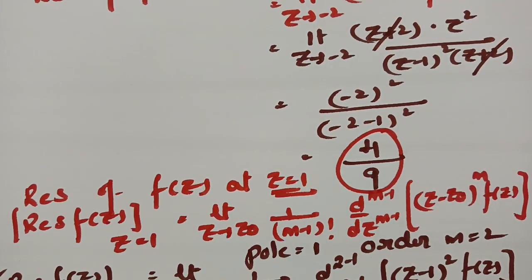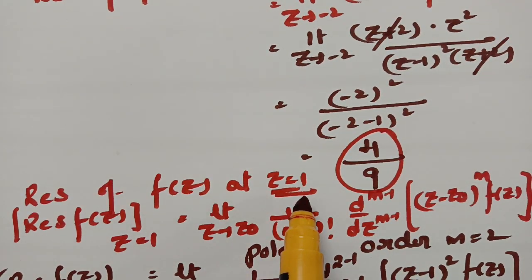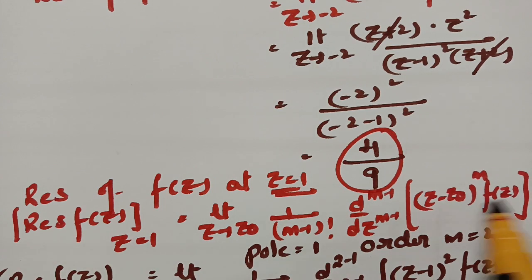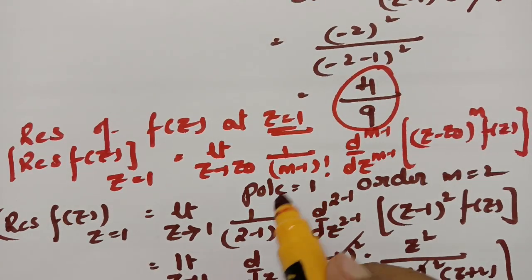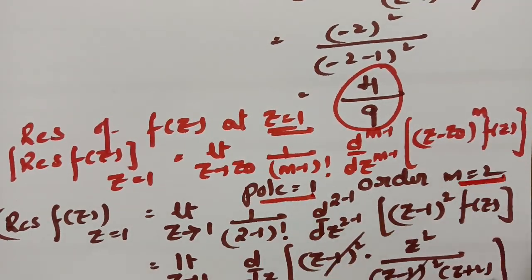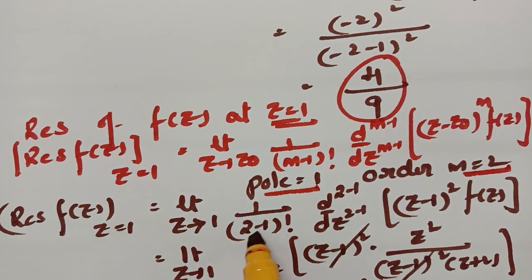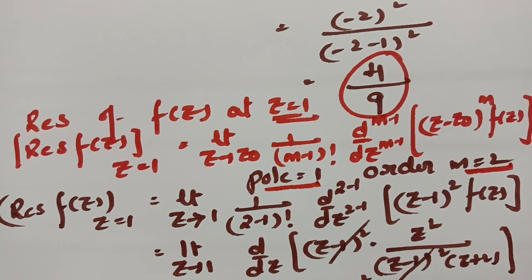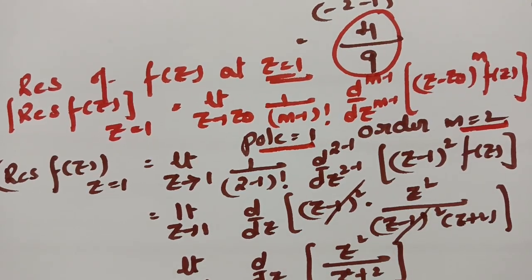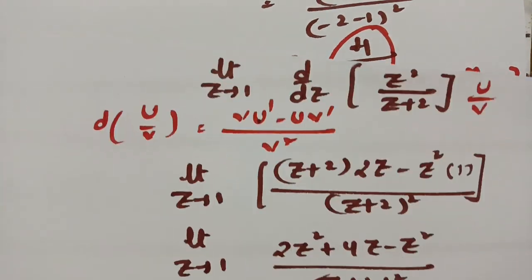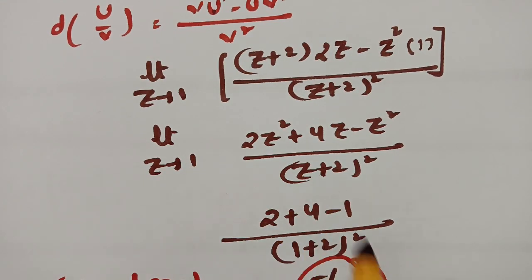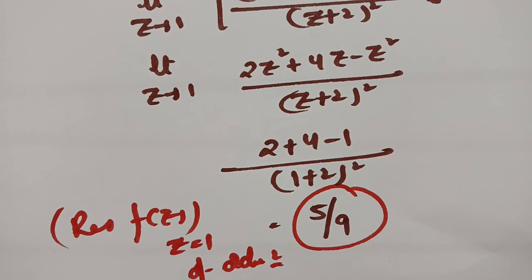And again we have to find the residue of f of z at z is equal to 1. So here is the formula. In this formula we keep the pole value as 1 and m value as 2. After cancellation, making the derivative one time and substituting z is equal to 1, 5 by 9 is the value. Please go through this video one more time, and you will understand.